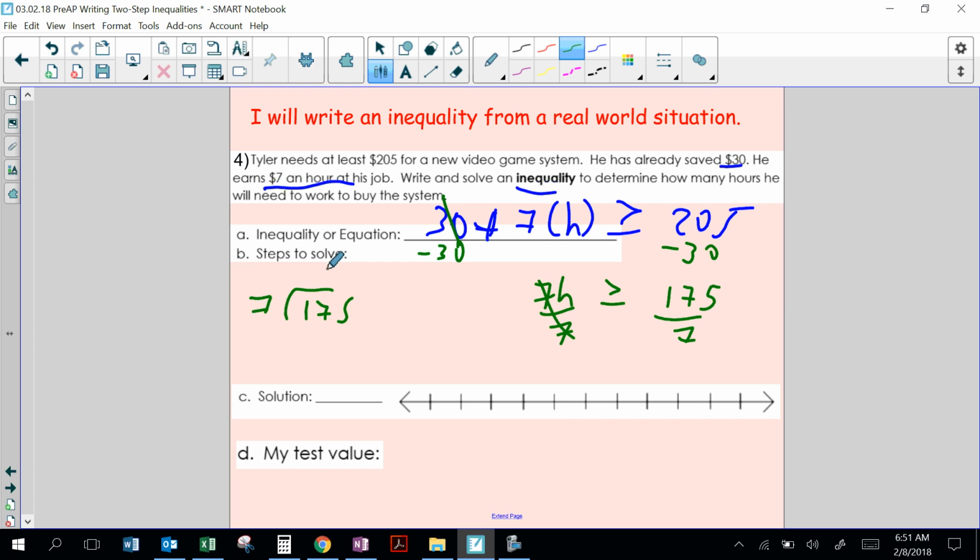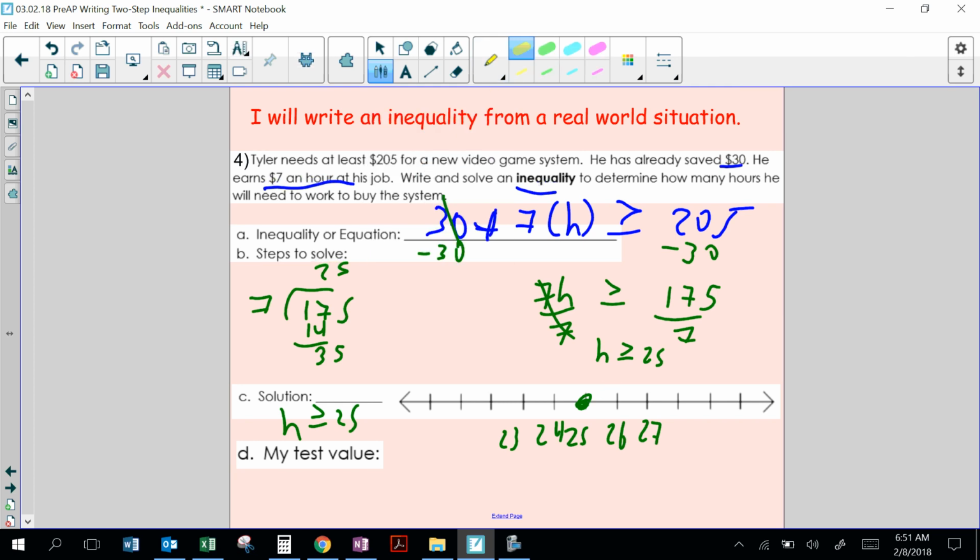Can 7 go into 17? 2 times. So 17 minus 14 is 3, and bring down the 5. How many 7s go into 35? 5 times. So the hours have to be more than or equal to 25. So h is greater than or equal to 25. This is 25, 26, 27; 24 and 23 are not included. It has to include 25, but it can be more. It could be 30 hours. It could be 25 hours.